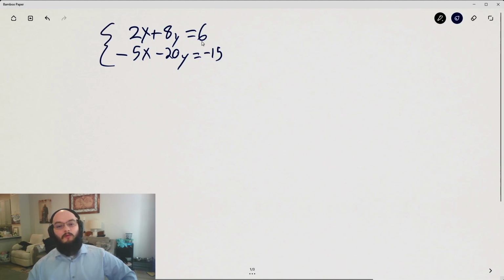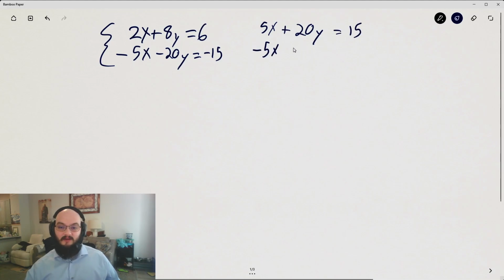So, in order to make our perfect elimination, we need to convert this top one so that this will be a positive 5x. The way you would do that is dividing everything by 2 and then multiplying it by 5. So this divided by 2 multiplied by 5 will be 5x. 8 divided by 2 is 4, multiplied by 5 is 20y. 6 divided by 2 is 3, multiplied by 5 is 15. Then negative 5x minus 20y is equal to negative 15.